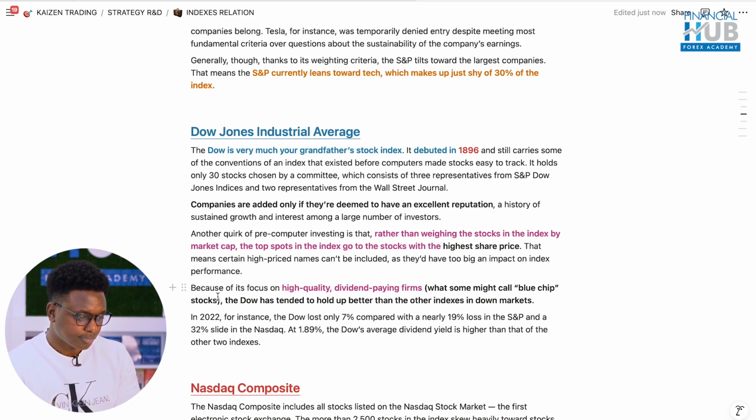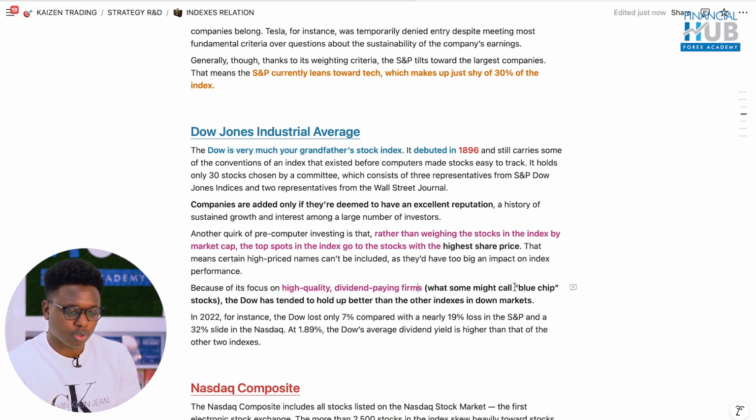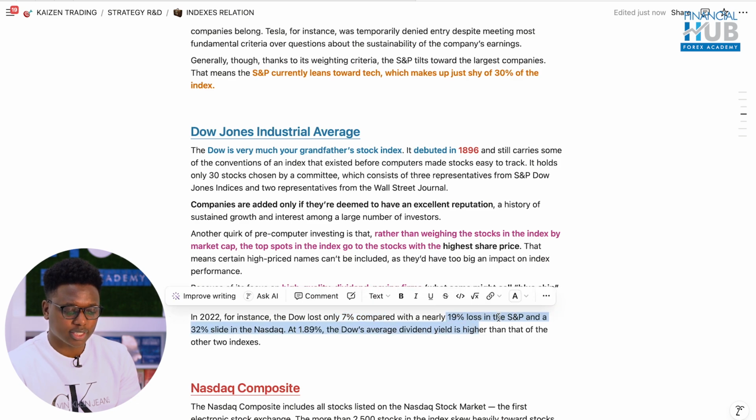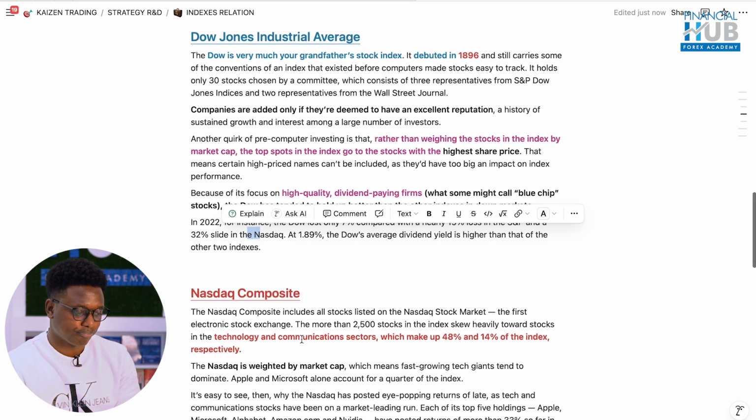Because of its high quality, high dividend paying firms, what most might call the blue chip, the Dow has tended to hold up better than the other indexes in down markets. So when markets enter into a down period, it is better to have the Dow Jones compared to the others in terms of the magnitude that the market goes down. In 2022, for instance, the Dow only lost 7% compared to nearly 19% lost on S&P and 32% lost on Nasdaq. So you need to understand that.